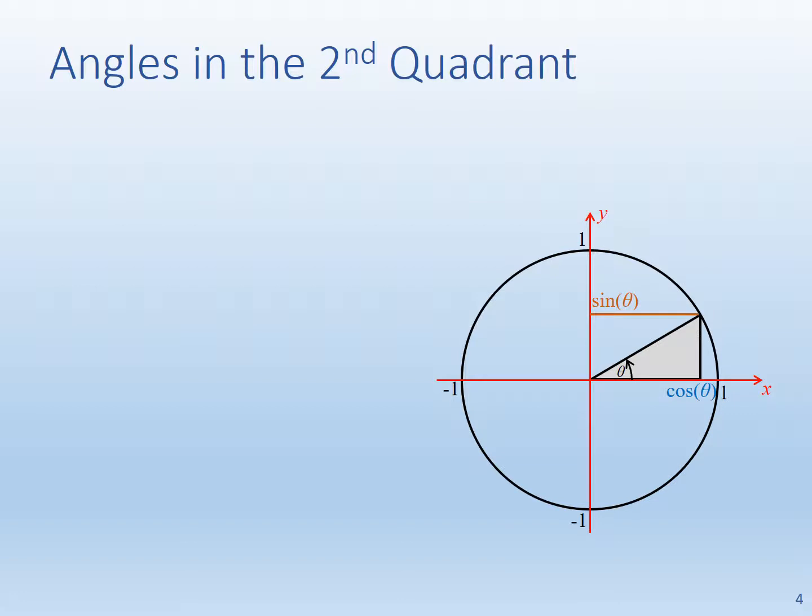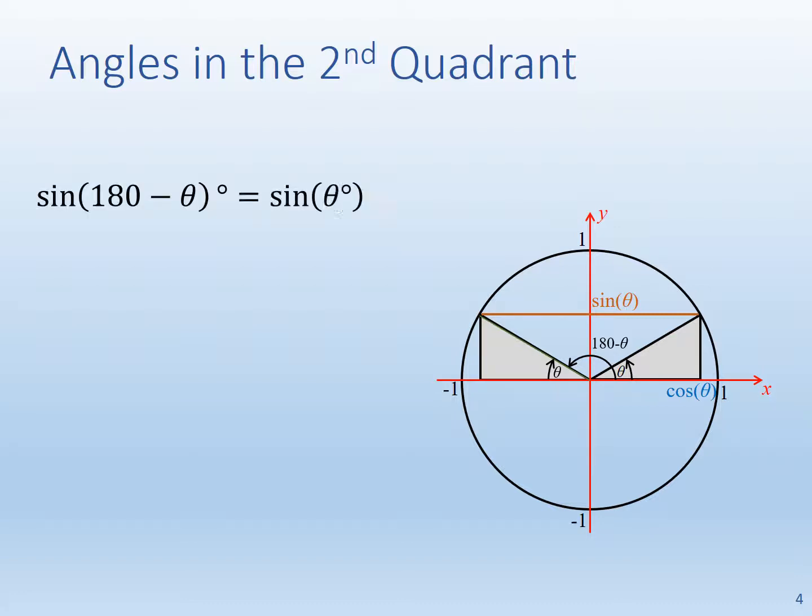Let's move our angle into the second quadrant. So we have an angle here that is theta less than 180. The sine of that angle is the y value. It's the same as sine of theta. Whereas the cosine, the x value, is negative there. So we get the cosine of that angle is negative cosine theta.